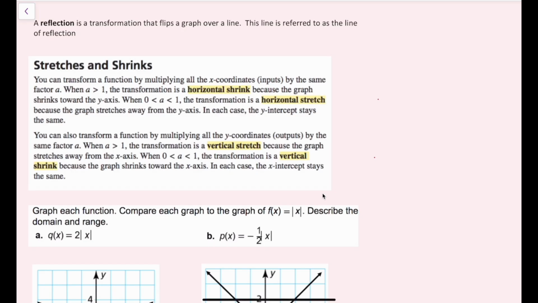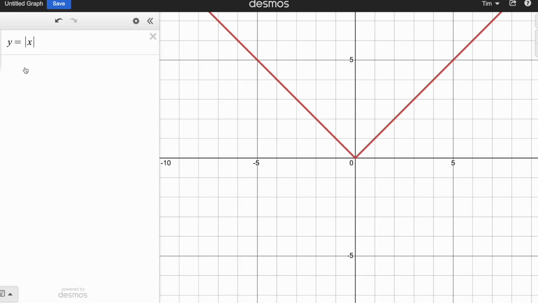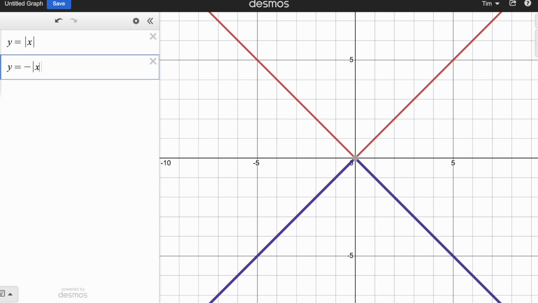All right, so now we're going to talk about reflections and stretches and shrinks. So a reflection is a transformation that flips a graph over a line. This line is referred to as the line of reflection. So I'm going to go back to Desmos right now. So I have my parent function, y equals the absolute value of x. And now I'm going to type in y equals negative absolute value of x. And look what happens. Okay?